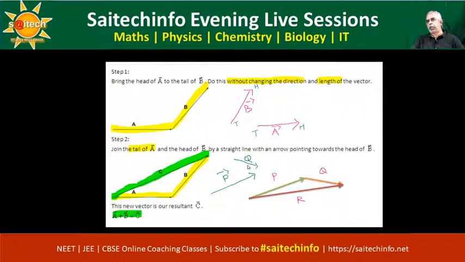So I should not change the direction. I have maintained the same, but what I have done, this is the tail of P. This is the head of P. And this is the head of Q. This is the tail of Q. So I have joined the tail of Q to the head of P, okay. So this is the P vector, this is the Q vector. By joining this, now I can join the tail of the first vector and the head of the second vector. That results in the R vector, that is the resultant vector.